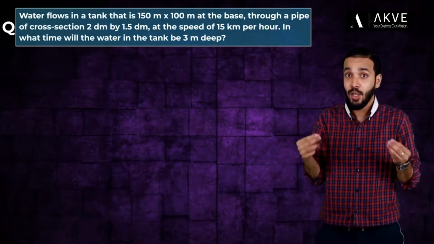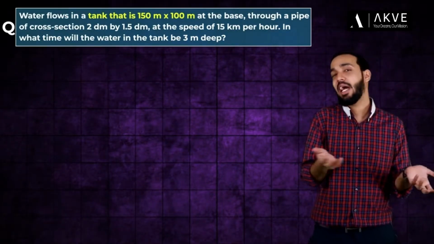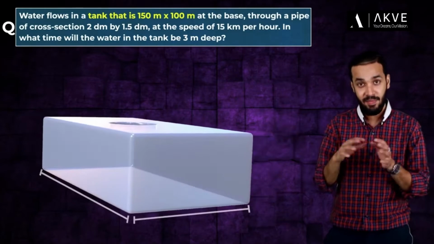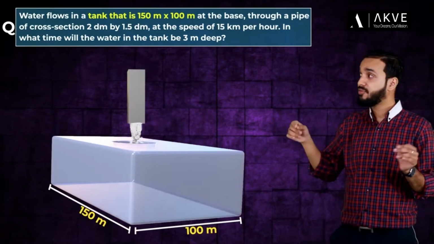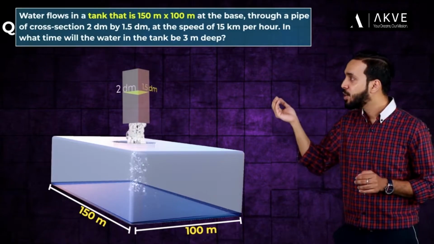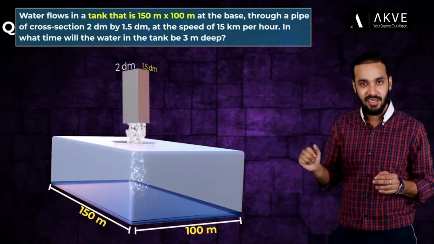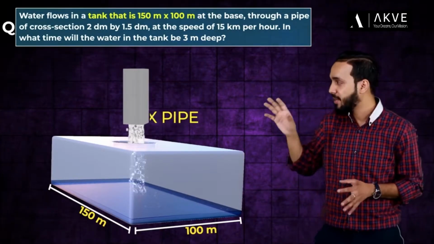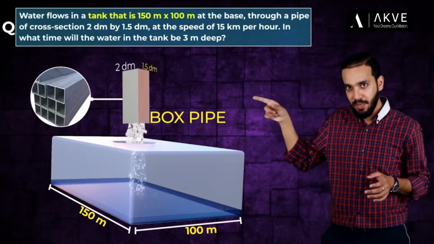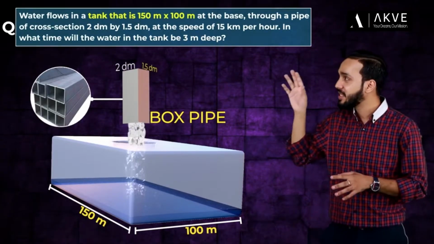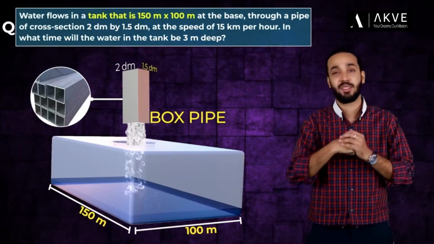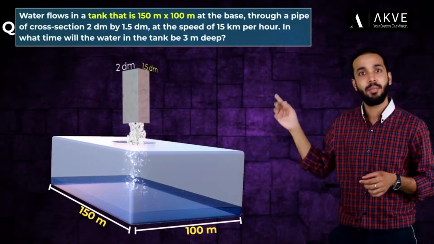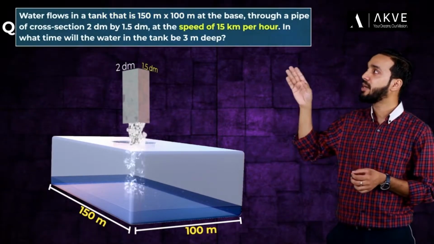Well, the question talks about a water tank with a base of dimensions 150 meters by 100 meters. So, the tank will look something like this. Now, in this tank, water flows through a pipe of cross-section 2 decimeters by 1.5 decimeters. Clearly, this is a cuboidal pipe, something usually known as a box pipe. Now, we don't really use this pipe in water supply, but it's used in the question to just explore the possibilities. Anyway, in this tank, water flows through this cuboidal pipe at the speed of 15 kilometers per hour.